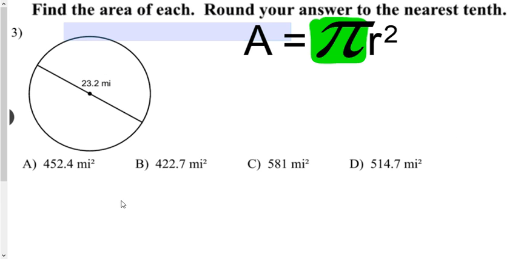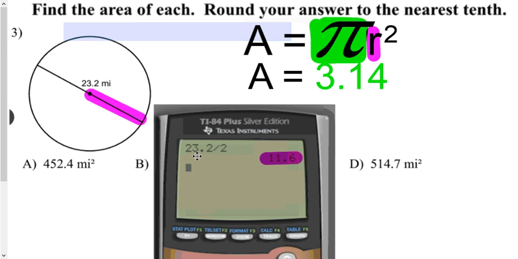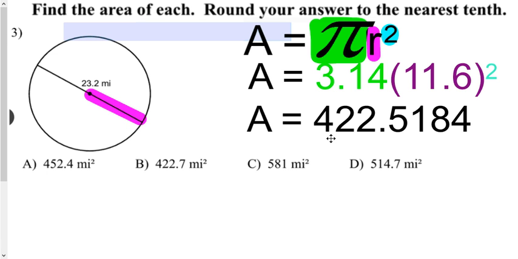Here's number 3. 3.14 for pi. Now we have a little bit of an issue here. They want the radius, but they gave us the whole diameter. From here all the way over to here is 23.2, so we want half of that. So if you'll take your calculator out, take 23.2, the diameter that they gave you, divide it by 2, you can figure out the radius. So it's 11.6. Times that by 3.14, but remember, we need to square the radius, right? Type this all in the calculator, and we get this, and it's perfect for us to round. And then we check to see which one of these 4 answers is the closest.